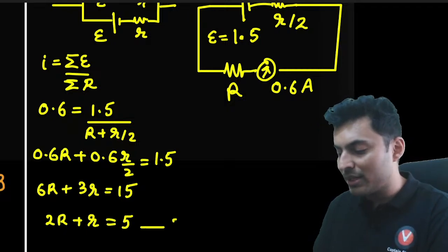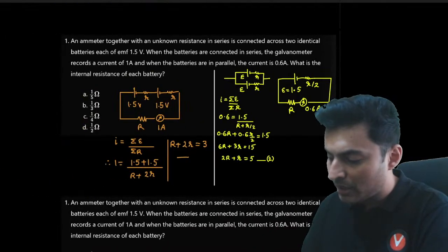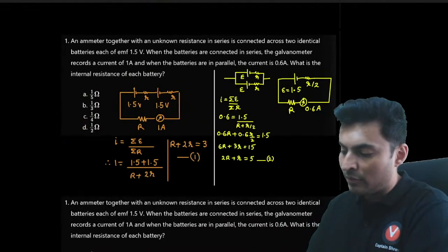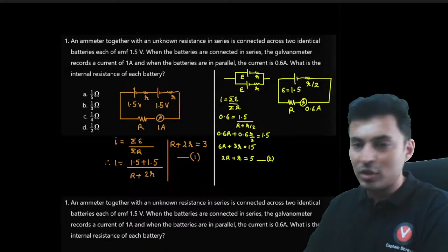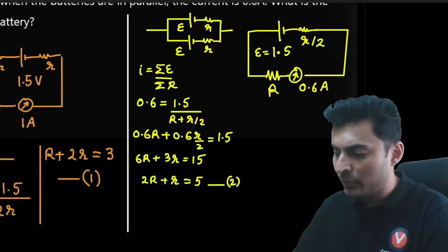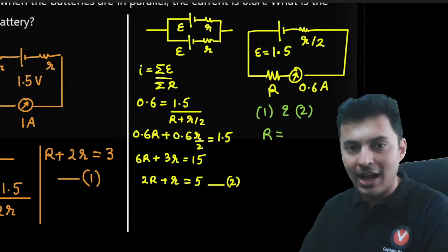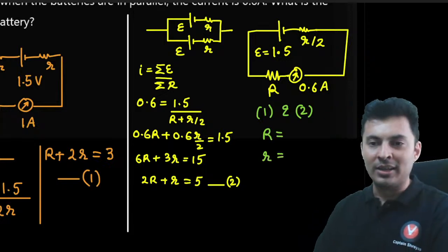So, now I have two equations. This is equation number 2. And from before, I got equation number 1. Solving equations 1 and 2, you can find the value of R as well as small r.